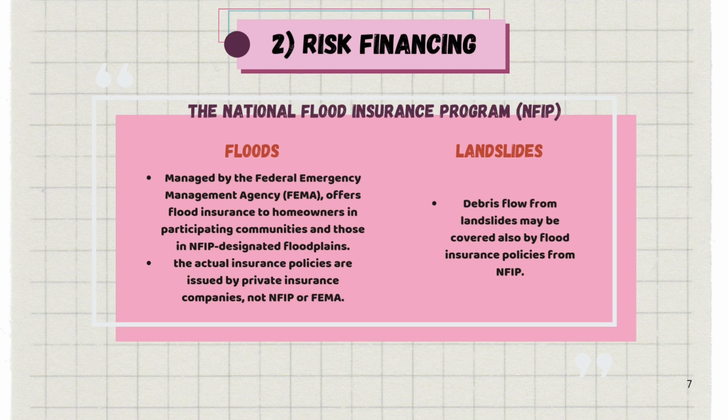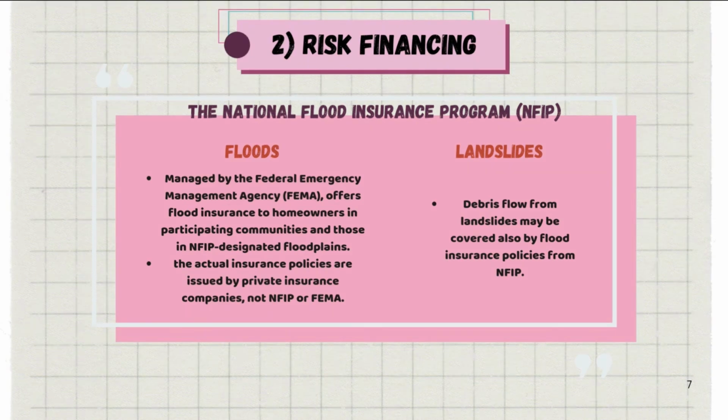The second one is risk financing. The National Flood Insurance Program (NFIP) for floods, managed by the Federal Emergency Management Agency (FEMA), offers flood insurance to homeowners in participating communities and those in NFIP-designated floodplains. And the actual insurance policies are issued by private insurance companies, not NFIP or FEMA.